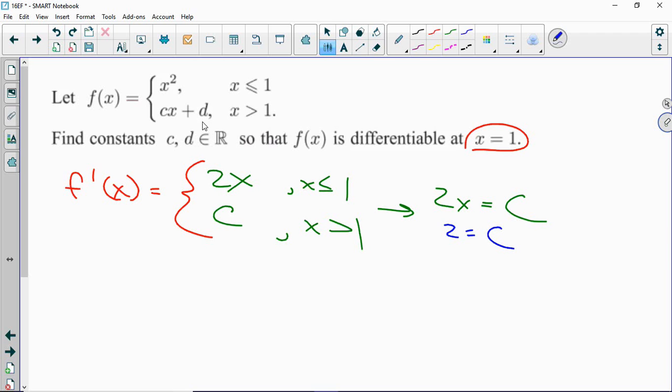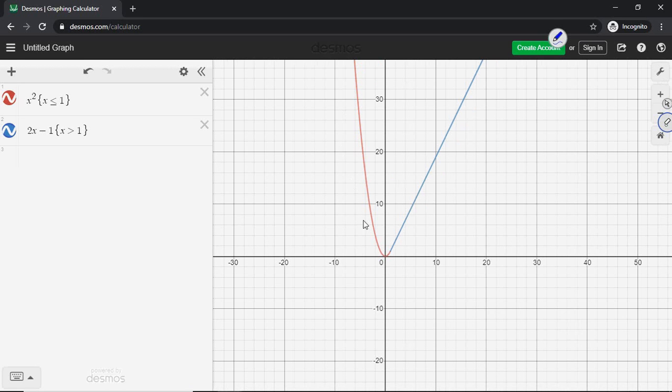Unfortunately, that doesn't tell us what d is. So what can we do now? Well, remember that if it's differentiable, that means it's also continuous. And if it's continuous, that means that x squared has to be equal to cx plus d. We already know that c is equal to 2, and it's got to be continuous at the boundary point when x is equal to 1, leaving us with 1 equaling 2 plus d, so d is going to be equal to negative 1.